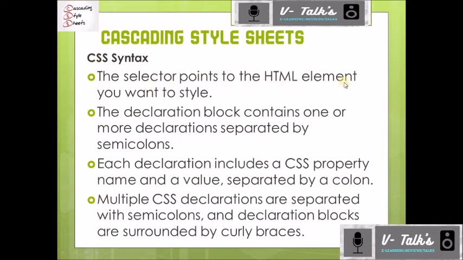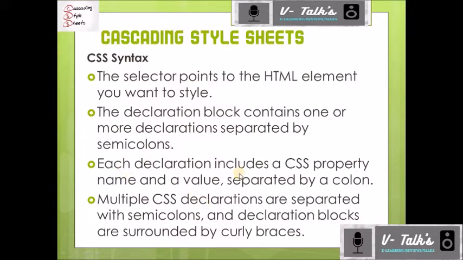The selector points to the HTML element you want to style, like we saw h1 or p or font, whatever HTML elements we can use, that is the selector. The declaration block contains one or more declarations separated by semicolons. You can see, declarations means the attributes you are giving, like color, size. Then that is separated with the help of semicolons. So if 5 are there, first one semicolon, second one semicolon, like that it will go.